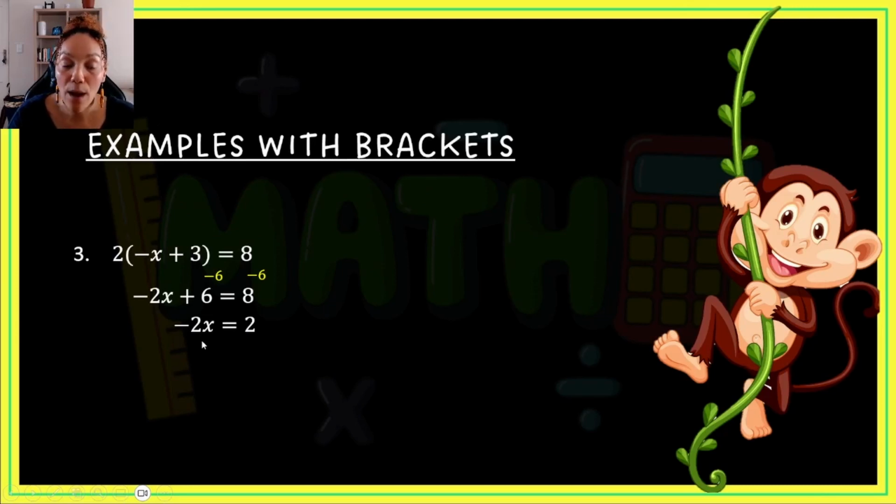And again, I need to get x by itself. So I'll go negative 2 times x equals 2. So if I want to get rid of it, I then divide both sides by negative 2.